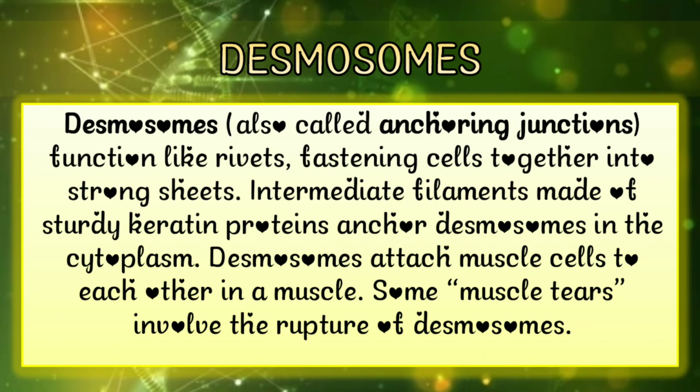Next, what are desmosomes? These function like rivets, fastening cells together into strong sheets. Intermediate filaments made of sturdy keratin proteins anchor desmosomes in the cytoplasm. Desmosomes attach muscle cells to each other in a muscle. Some muscle tears involve the rupture of desmosomes.